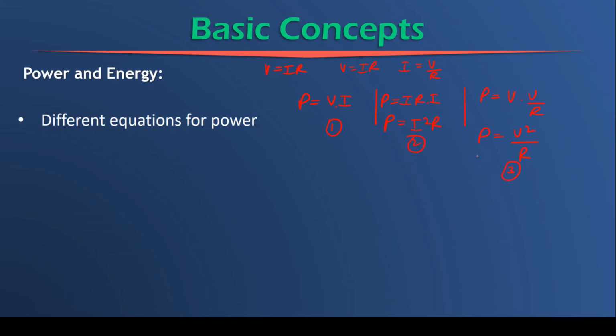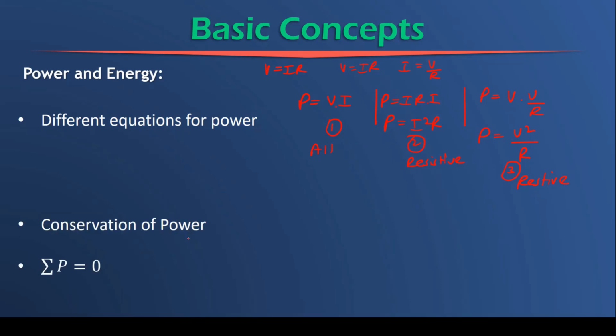Now what's important to note here is that this is applicable for different elements. So equation 1 should be applicable for all elements as long as you have the voltage and the current. Equations 2 and 3 have to be applicable for resistive elements, mainly because you would not know the resistance of the other elements such as sources. So you wouldn't be able to apply equations 2 and 3 when dealing with sources because you're never given the resistance of a source.